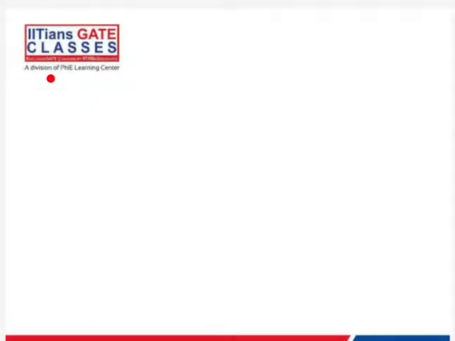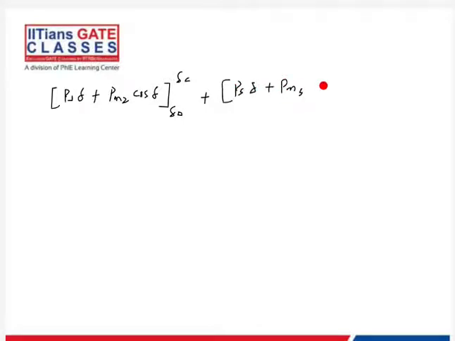So if we do the integration, what will we get? We will get PS delta plus EM2 cos delta from 0 to delta C, plus PS delta plus EM3 cos delta from delta C to delta max, is equal to 0.